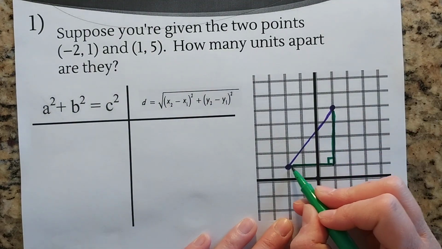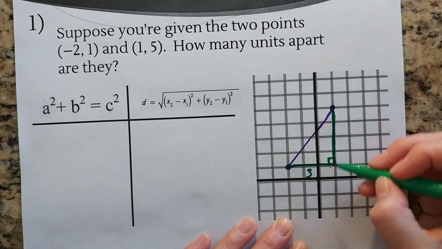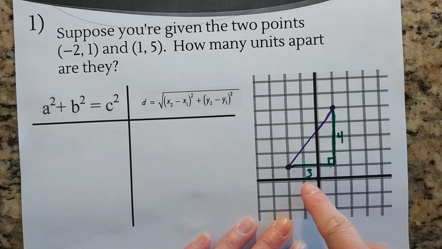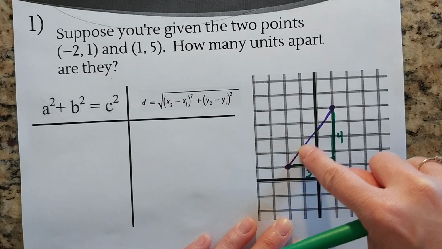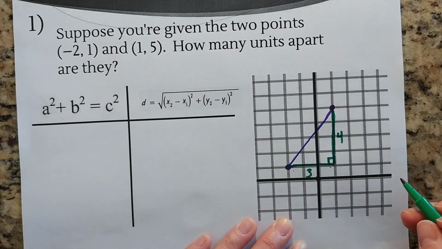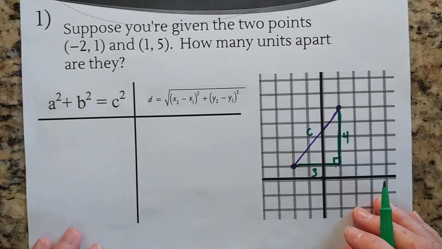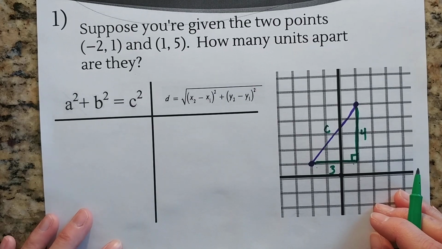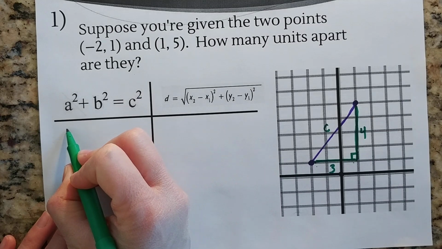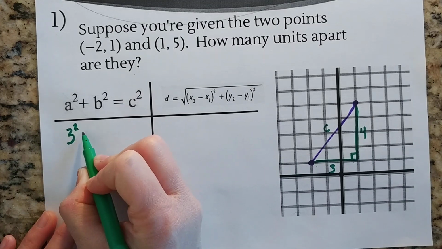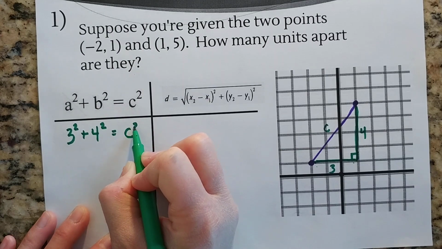Now I can count how many units long this side is, 1, 2, 3. And I can also count how many units long this side is, 1, 2, 3, 4. So this is a 3 by 4 triangle. Now I could use the Pythagorean theorem to figure out how long the diagonal side is. Remember, that's the hypotenuse. So the 3 and 4 would be sides A and B, and the diagonal side would be C. So let's go over here and see if we can use the Pythagorean theorem for this. So A and B, those are my 3 and 4. So 3, remember you have to square it, plus side B, which is 4, squared, equals side C, squared.